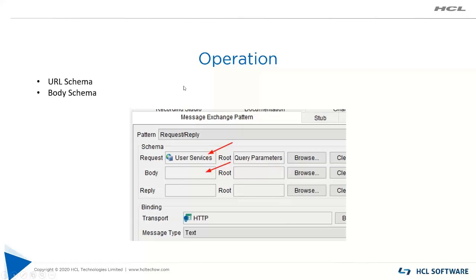Something that's a little bit different about this schema is you're probably familiar with operations, where you have a request and a reply, and you would apply a schema to the request and a schema for the reply. This one's slightly unusual in that you can apply two schemas to the request. So you would first apply the URL schema, and then you have the option to apply another schema for the body.